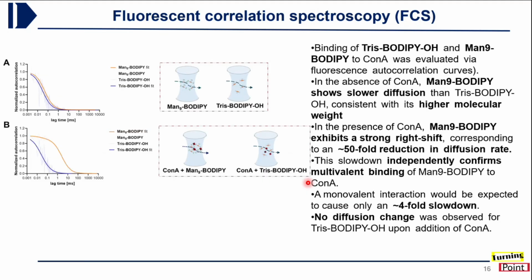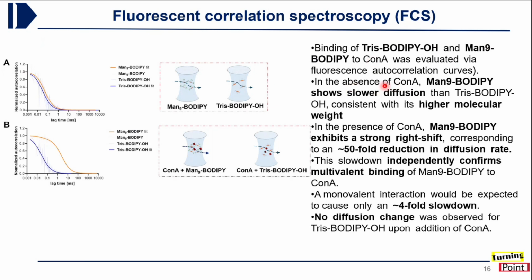Now let's go to the result, what they did. Here is the graph of normalized autocorrelation versus lag time in both cases. In the first case, there is no Kooyk. In the second case, there is Kooyk. Okay, two cases are there. This orange line represents Man9 BODIPY, and this blue line represents tris BODIPY OH in both graphs. Binding of tris BODIPY OH and Man9 BODIPY to Kooyk was evaluated via fluorescence autocorrelation curves.